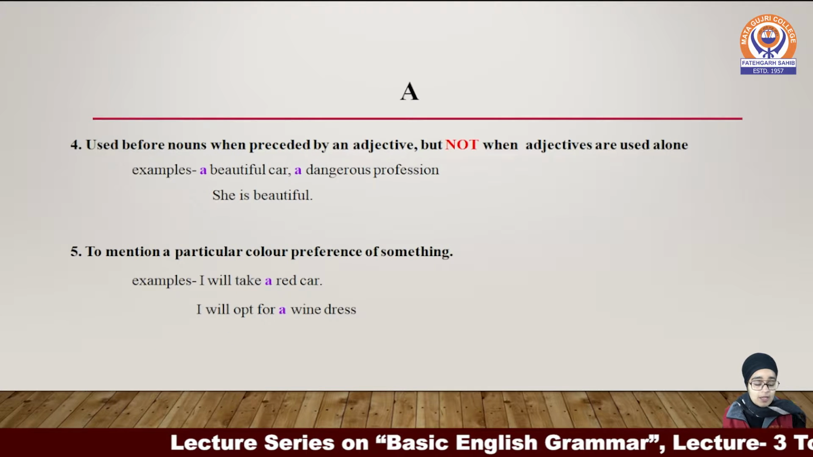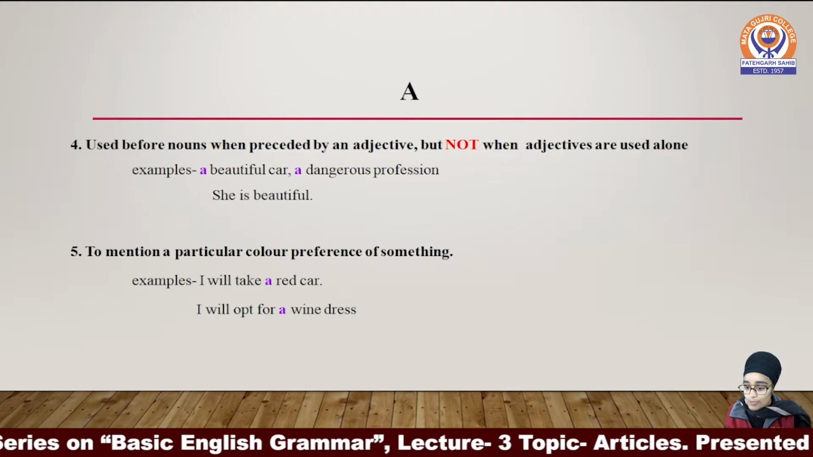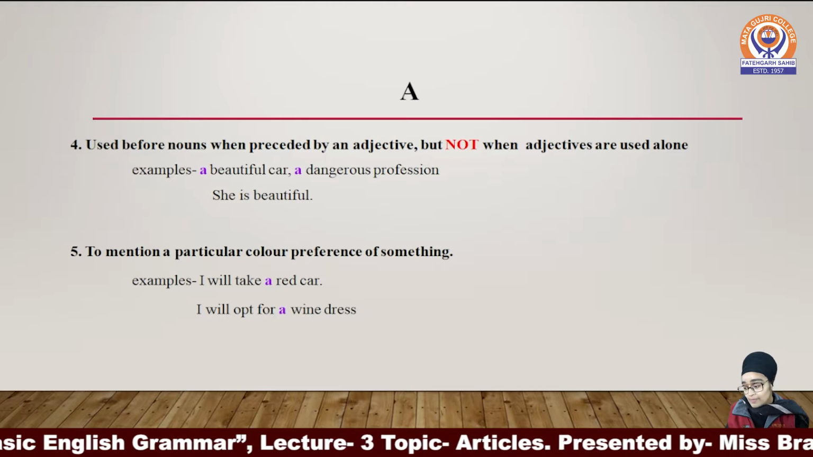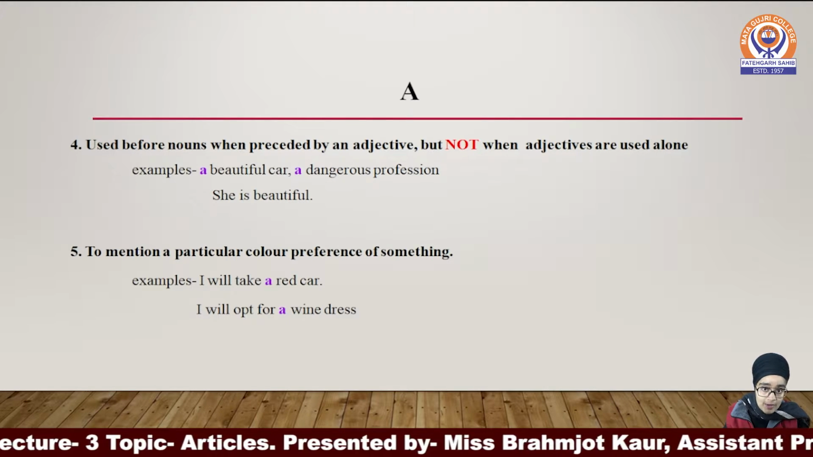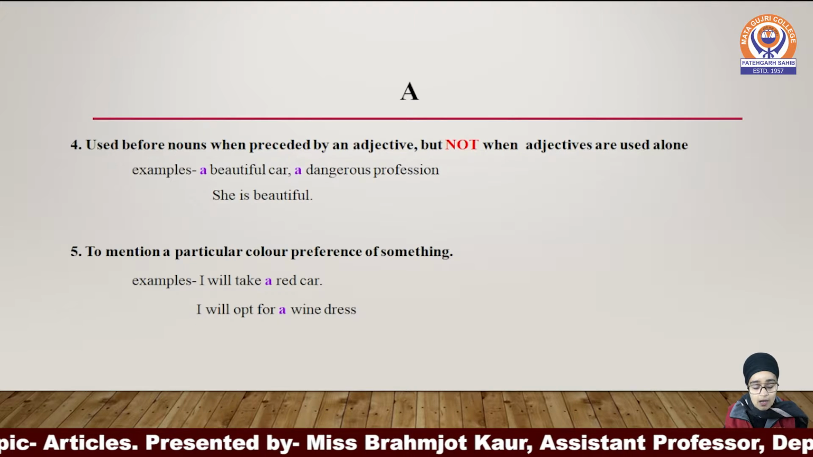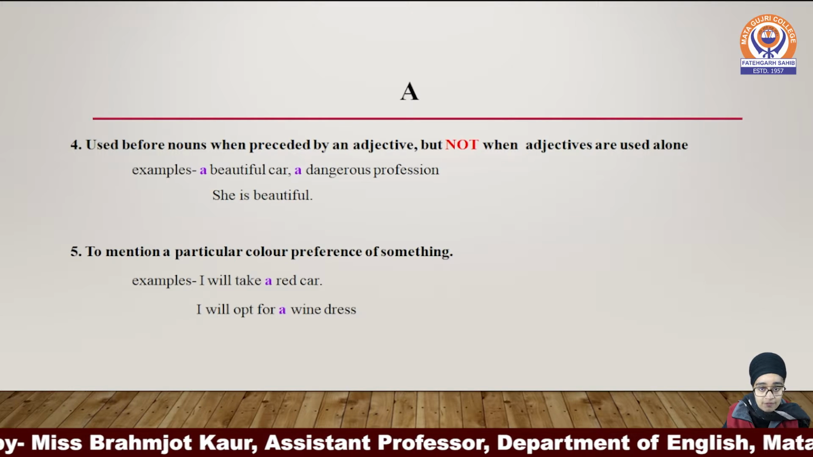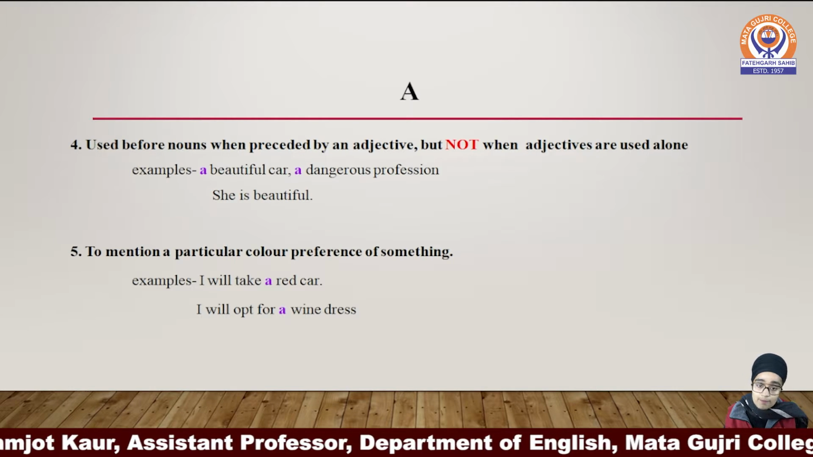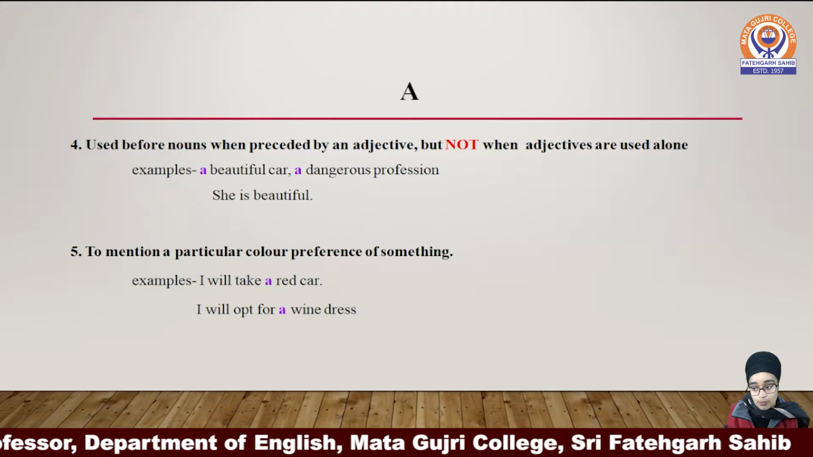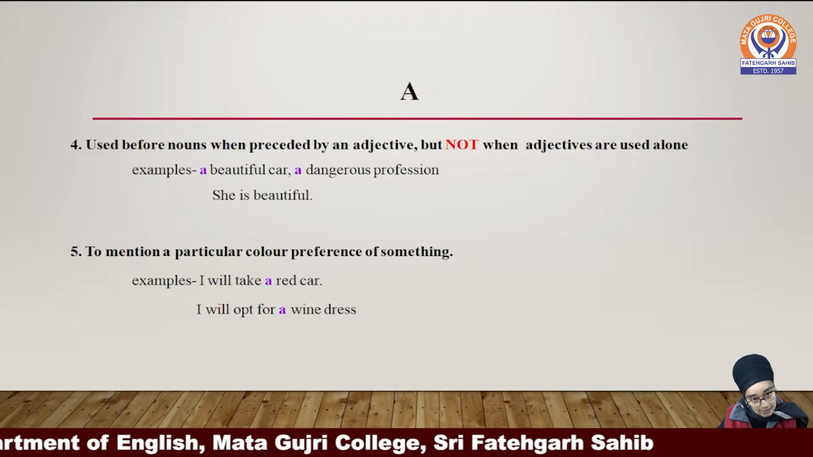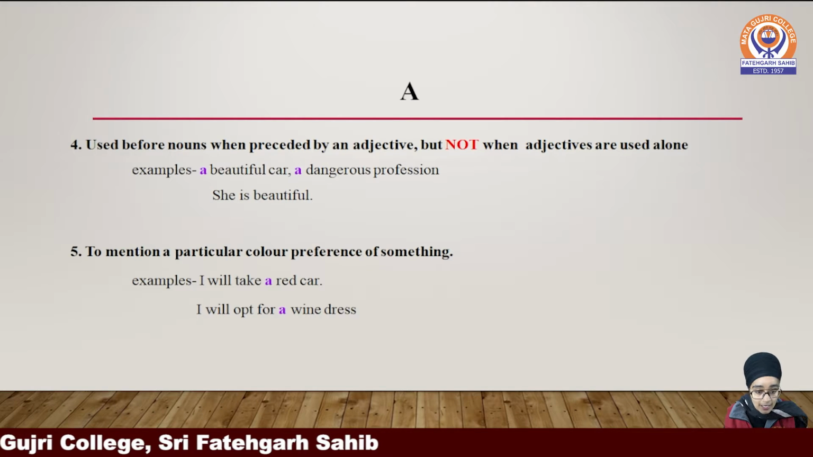Fourth usage of a. A is used before nouns when preceded by an adjective, but not when adjectives are used alone. Example: a beautiful car. An adjective is a word that describes a noun. So you're describing a car, a beautiful car, a red car, a dangerous profession. But when you are omitting the noun and just using the adjective, then you will not use the article. For example, she is beautiful. Had I said she is a beautiful girl, so when I use the adjective, then a noun, then I will use the article. But when I use just the adjective, I will not use the article.